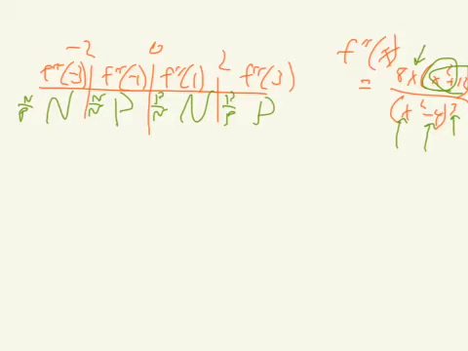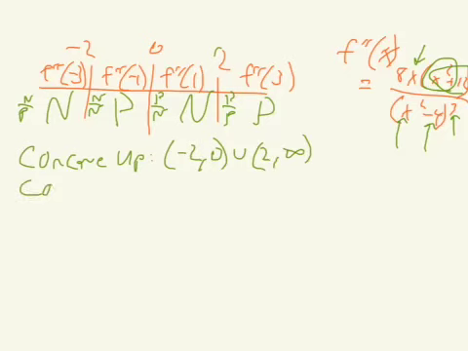So I can now say that it is concave up from -2 to 0 in union with 2 to infinity, and it's concave down on the other intervals, -infinity to -2 in union with 0 to 2. Checking my work.